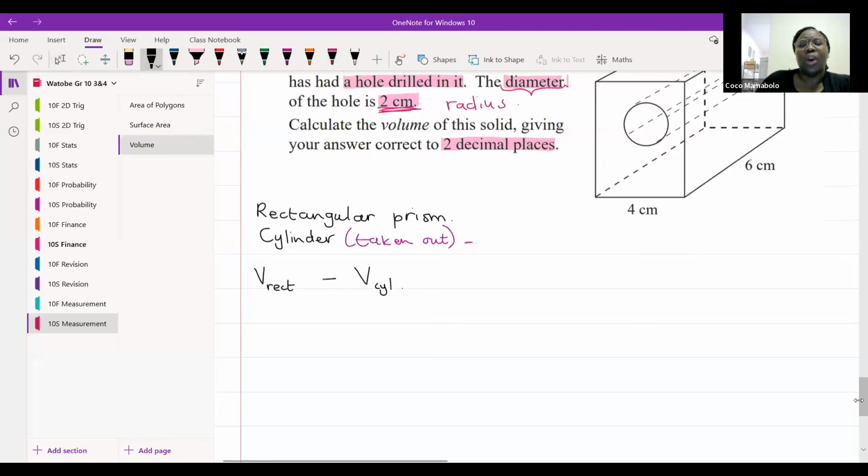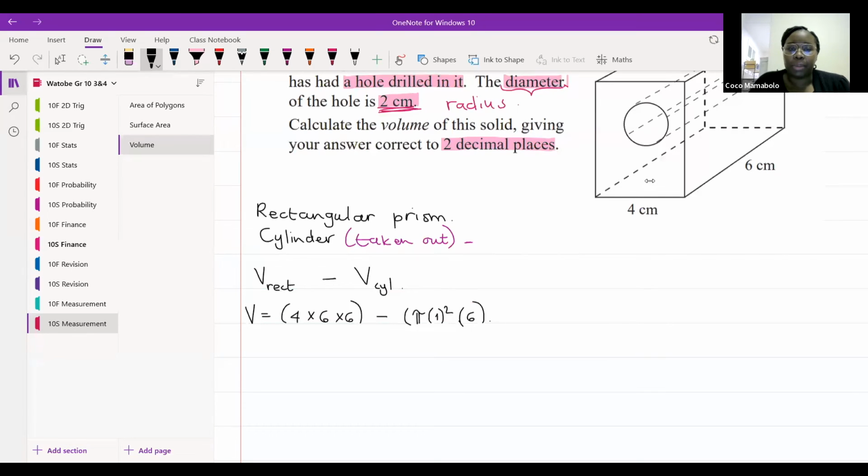All right, let's look at this. We know that the volume of the rectangular prism is going to be length times breadth times height. So we're going to get 4 times 6 times 6. And we're going to minus that from the volume of the cylinder. Now, I know that the volume of my cylinder is the area of the base multiplied by the perpendicular height. So the area of my base is going to be pi times my radius, which is 1, all squared, multiplied by the perpendicular height, which is 6.